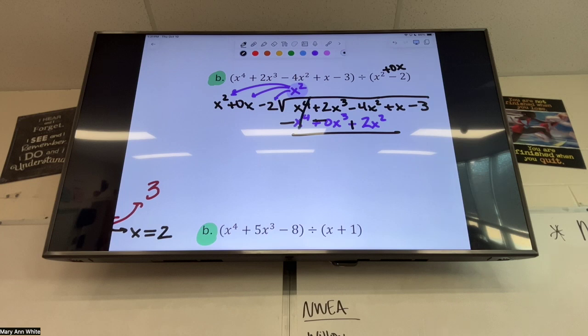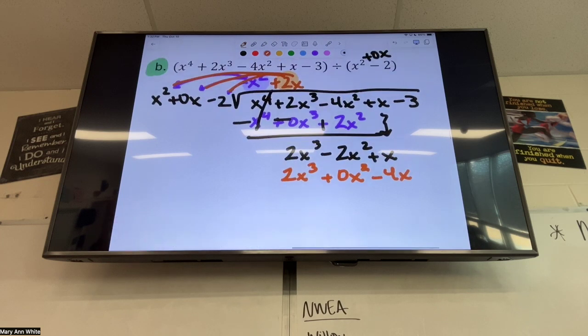My x to the 4th cancel. I get 2x to the 3rd. I get minus 2x squared. And then what else do I have to do? Bring that x down. Nice job. Now I ask myself, what number times x squared gives me 2x to the 3rd? 2 what? X. 2x. Very good. So I got to do plus 2x. And then again, I multiply it by everything. So I get 2x to the 3rd plus 0x squared minus 4x. And just like we did a second ago, before we do anything, change all my signs.